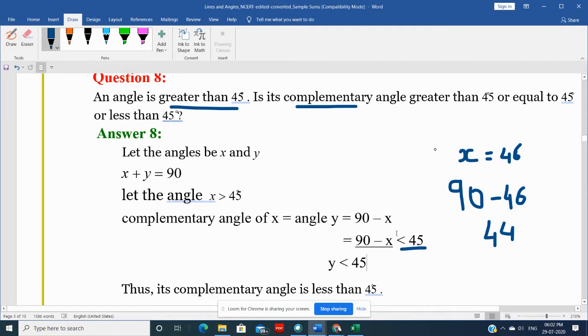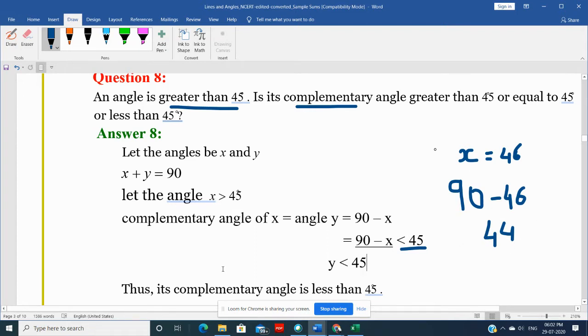y would be 90 minus x, of course, right? Now 90 minus x, but हमें पता है कि x तो 45 से ज़्यादा है, so naturally 90 minus x has to be less than 45, alright? जो मैंने यहाँ पे आपको प्रूफ करके दिखाया.